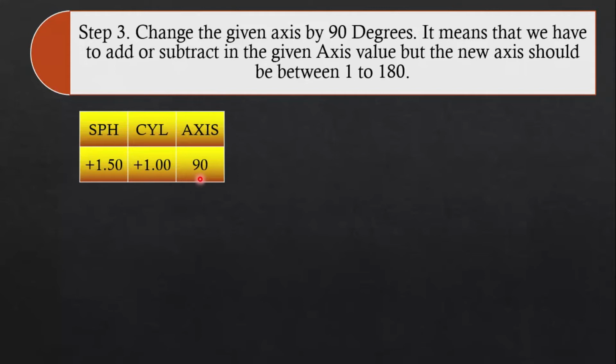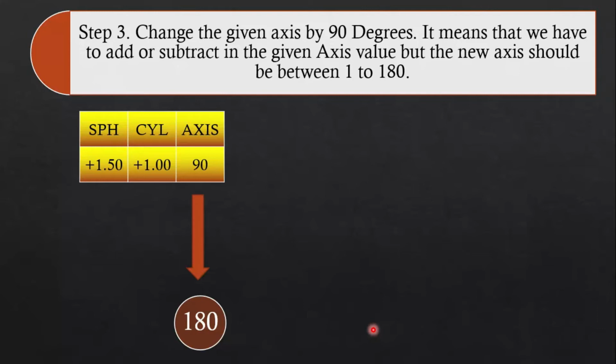Now, in this example, we need to add 90 to the value of the axis, and we'll get the new sum of the axis value, that would be 180. So friends, now you have to remember these three steps, and the transposition will be so easy.